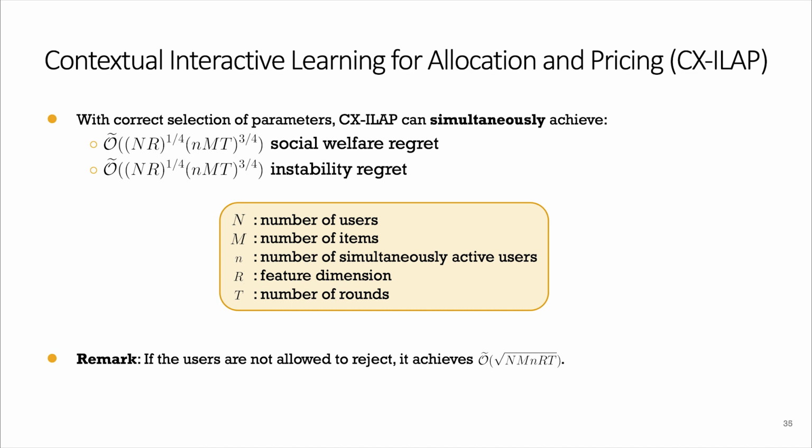And this result holds for the case where the users are allowed to accept or reject. If you were to not allow them to reject, if you were to force them to accept all the offers that we are making to them, we can achieve a better result because the problem is easier, and it's going to be square root of t order for the number of rounds.